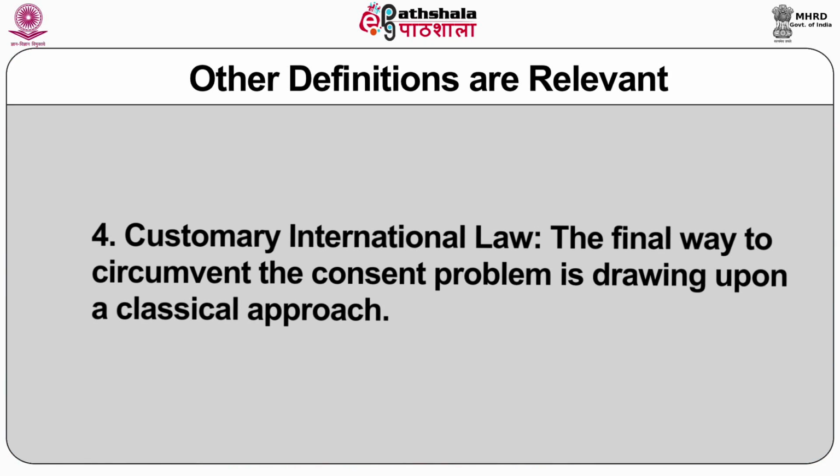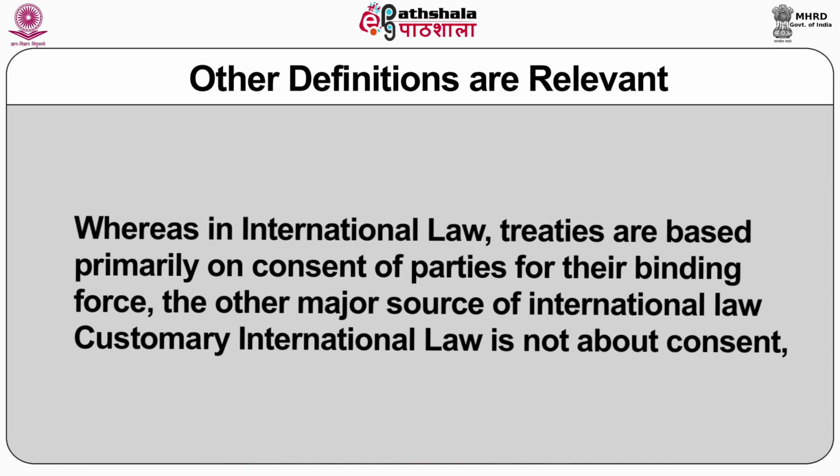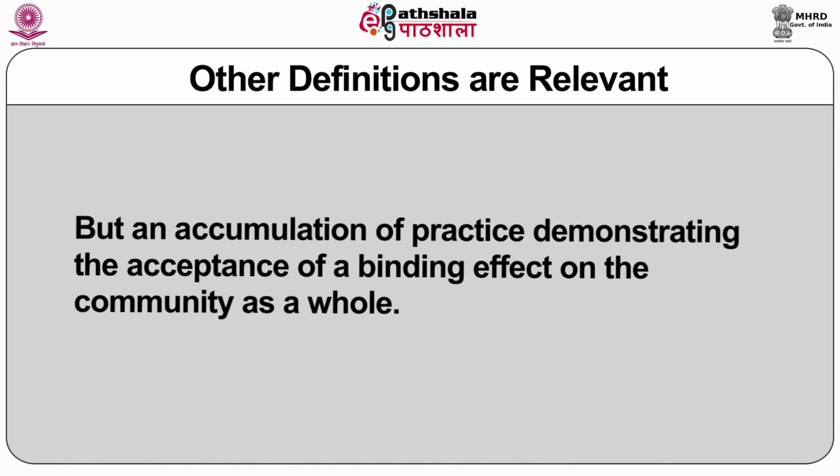The final way of explaining this is through customary international law. The final way to circumvent the consent problem is drawing upon a classical international law approach. Whereas in international law, treaties are based primarily on consent of the parties for their binding force, the other major source of international law, customary international law, is not about consent, but an accumulation of practice which demonstrates the acceptance of a binding effect on the community as a whole.